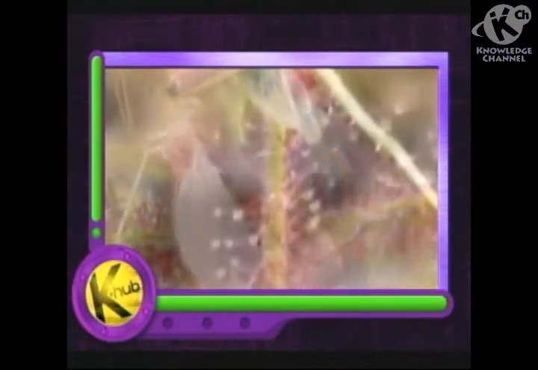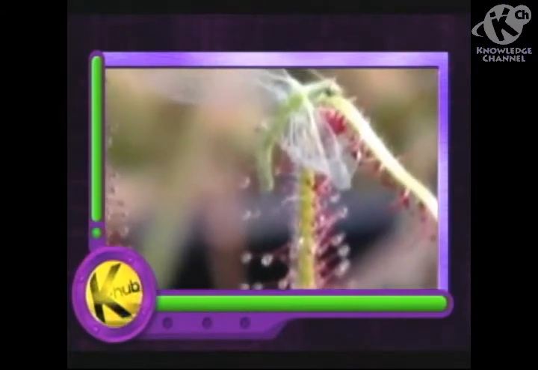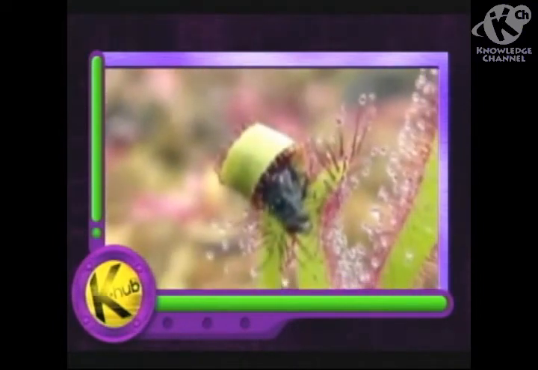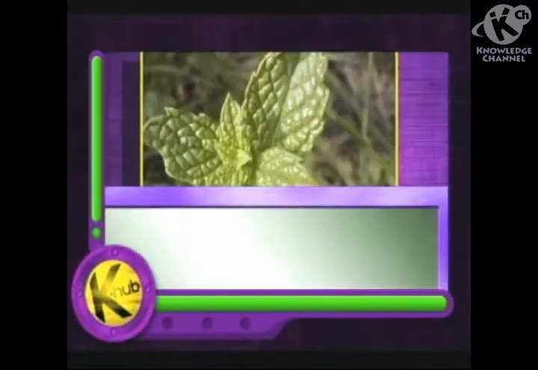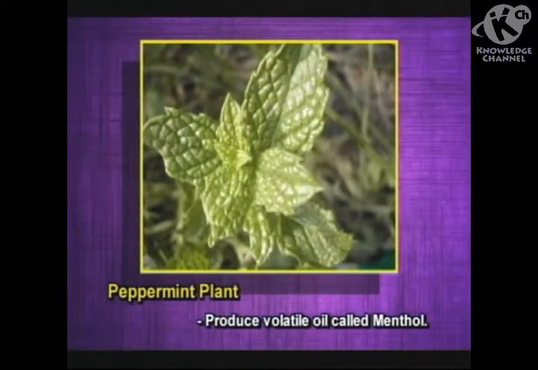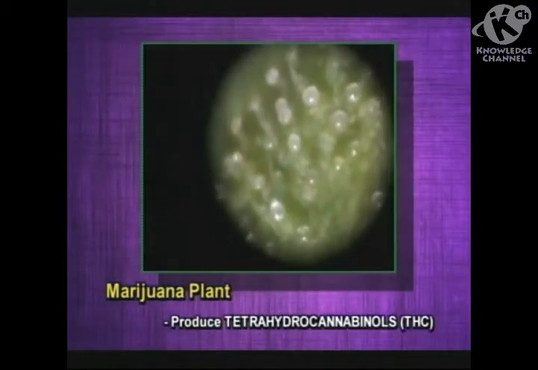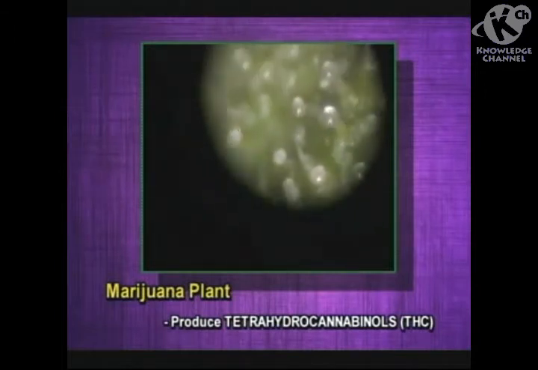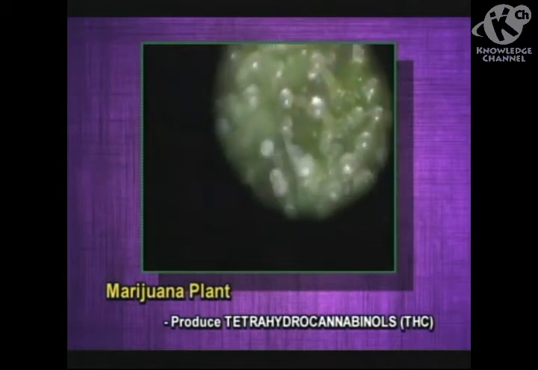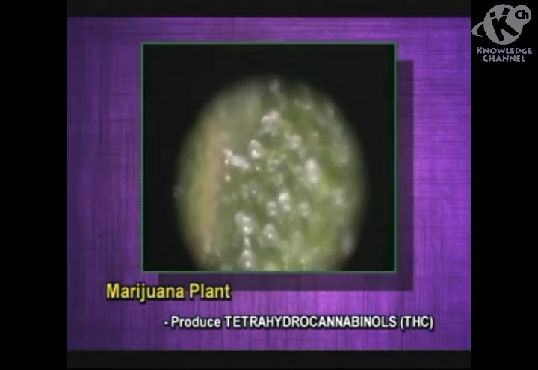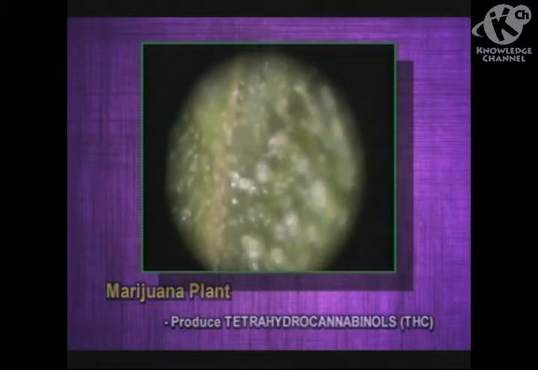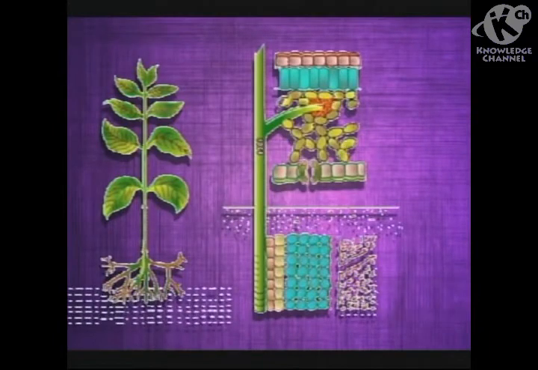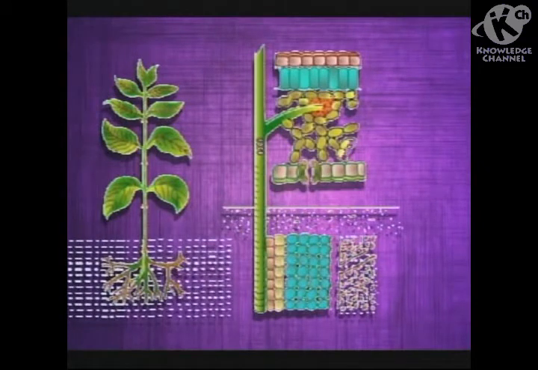Some plants have trichomes that secrete sticky and toxic substances which can physically entrap or immobilize insects. Trichomes of the peppermint plant produce a volatile oil called menthol, while those in the marijuana plant produce tetrahydrocannabinols or THC. Both menthol and THC are used in medicinal preparations as pain-relieving drugs. Root hairs are epidermal outgrowths near the tips of the roots that take up water and nutrients from the soil.